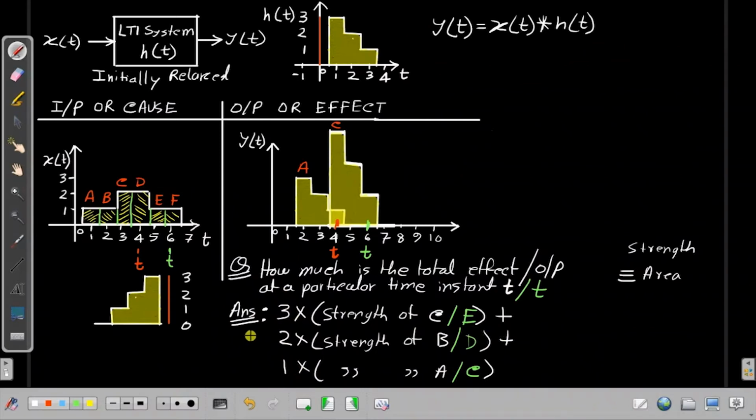Now I shall tell you the exact process how to do that with another example. This example was to give you the idea how to flip this impulse response to get the total, aggregated effect at any particular time instant.